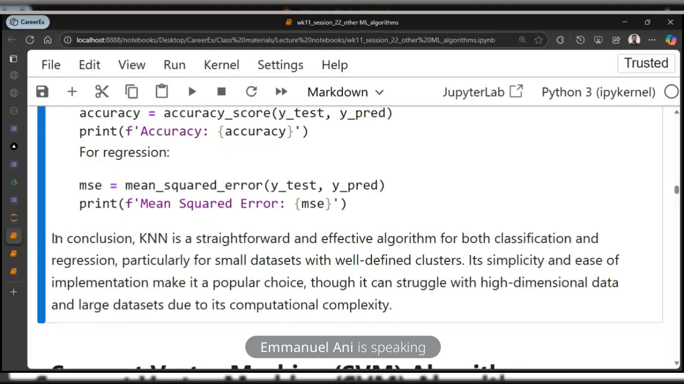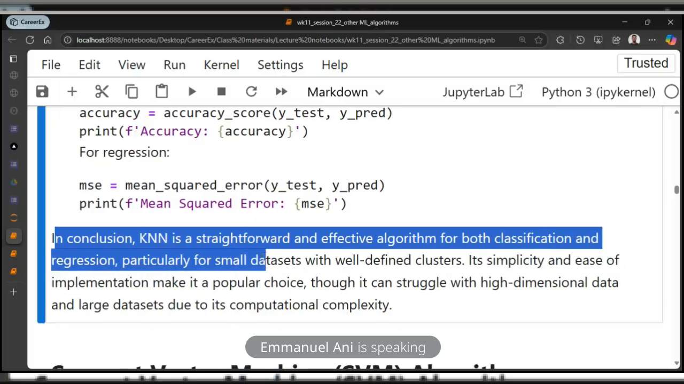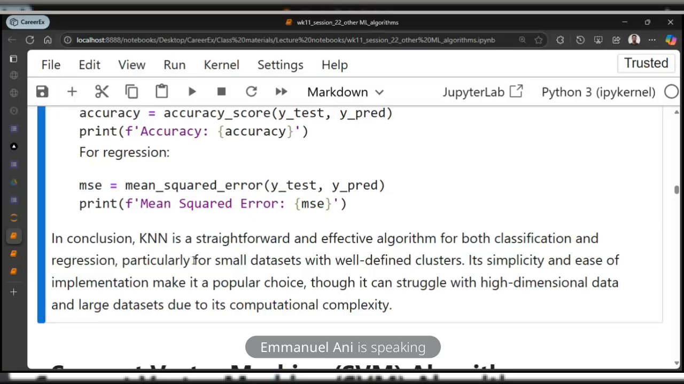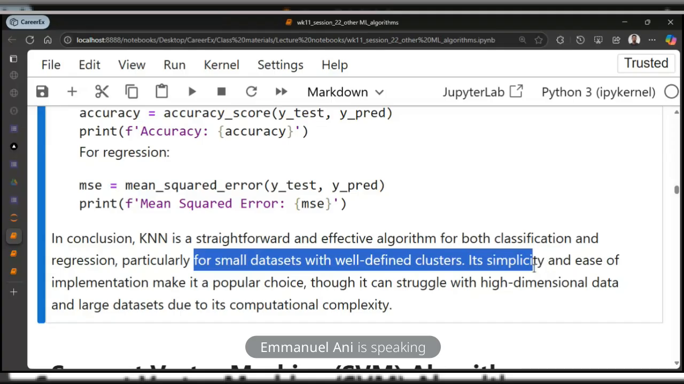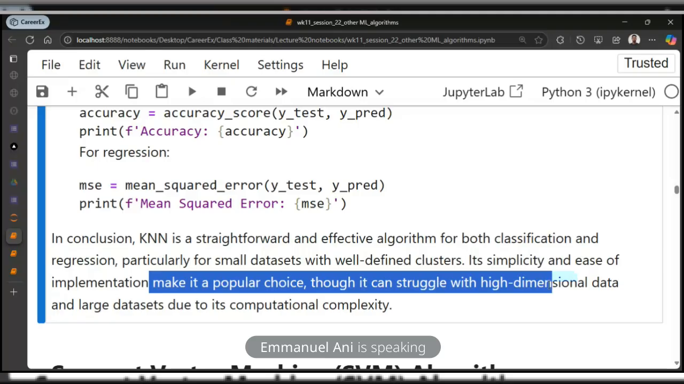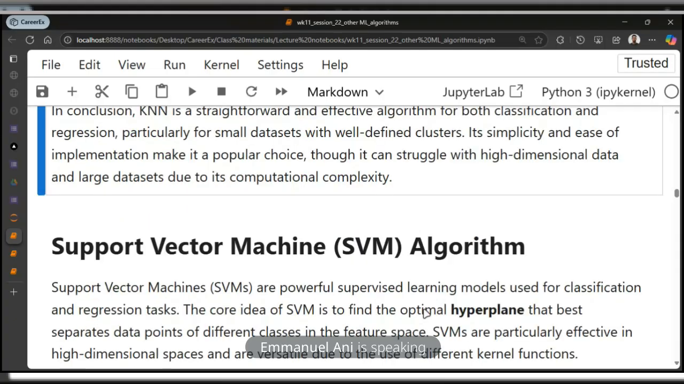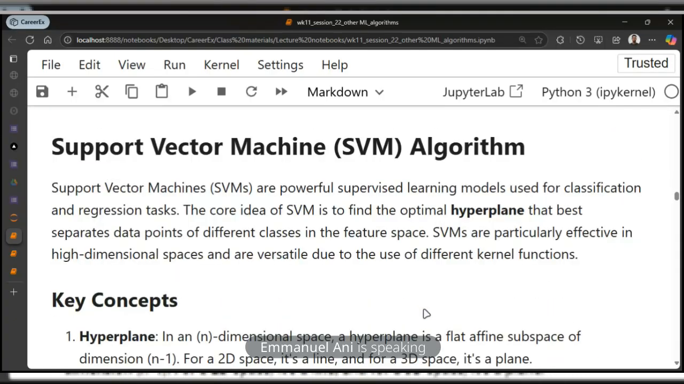All right. So in conclusion, KNN is a straightforward and effective algorithm for both classification and regression. And as I said before, it is particularly good for small data sets with well-defined clusters. Its simplicity and ease of implementation make it a popular choice, though it can struggle with high-dimensional data and large data sets due to its computational complexity. So just so you know, that is it for KNN. I believe that is actually straightforward, and you've understood exactly how it works.